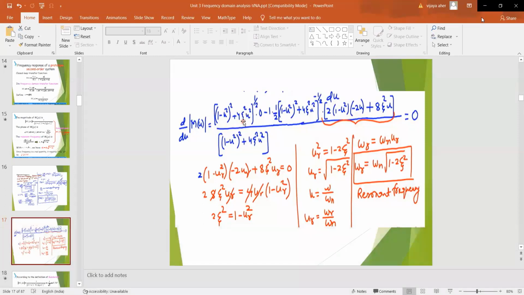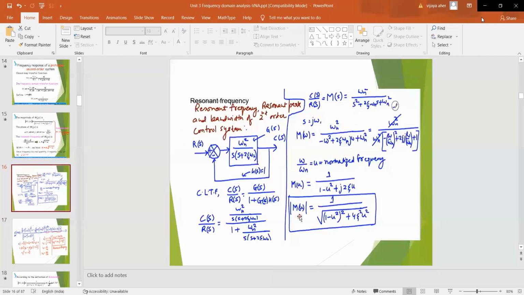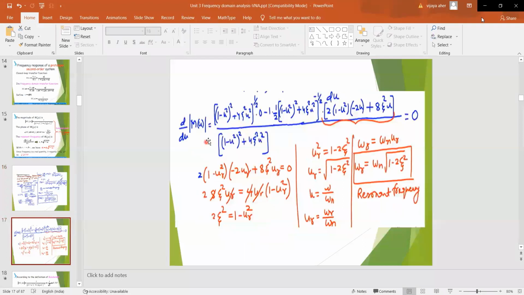You are going to take the derivative of this term. For that you have to use the u by v rule, the u divided by v rule while taking the derivative, and by using that rule I have written this equation. Are you with me, students? Take the derivative of mod of M of u, equate the derivative to 0, simplify further, and you will get the equation for resonant frequency. Okay, these are the steps. Now take the derivative by using the u by v rule.